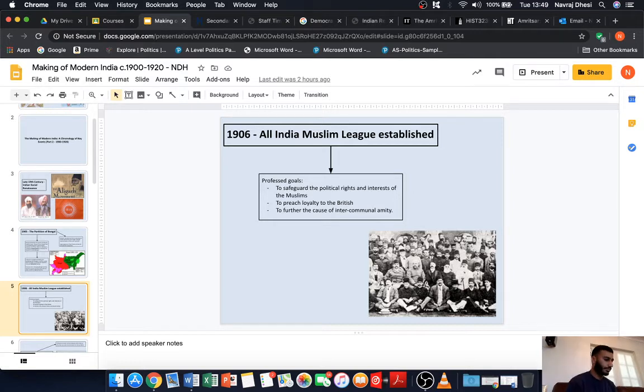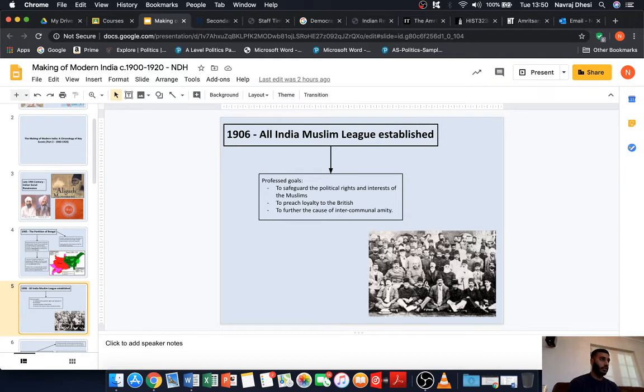Okay, and the aims and objectives of the Muslim League, which is obviously a political party as well, are to safeguard the political rights and the interests of Muslims, to preach loyalty to the British, and to further the cause of intercommunal amity. Okay, so they're not looking to completely separate themselves from other religious communities at the time. They're looking to build friendships, to build relations with other religious communities.